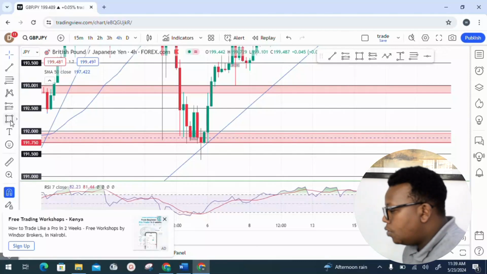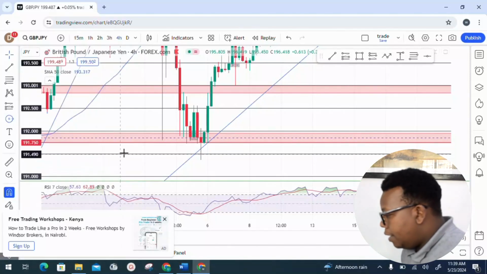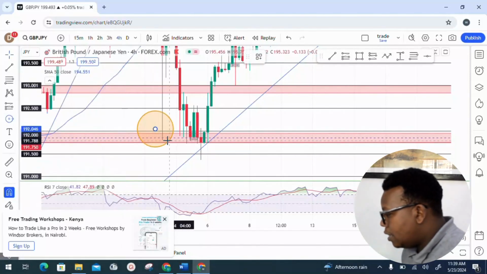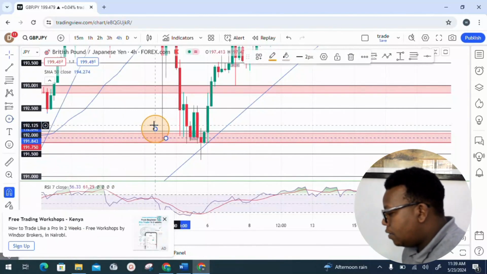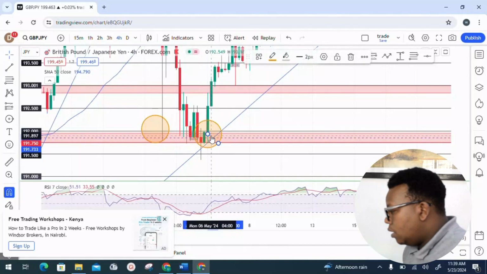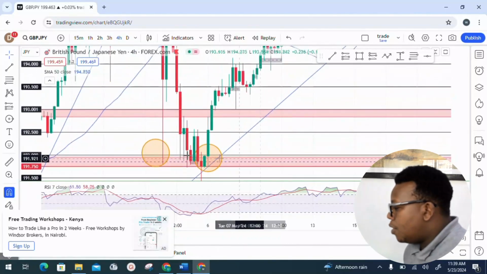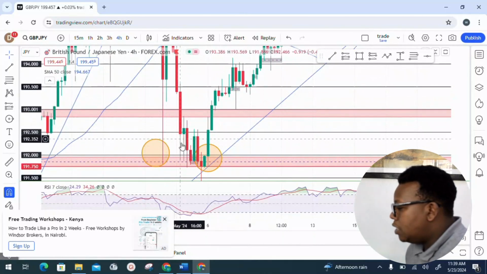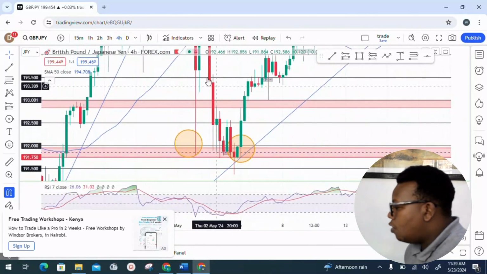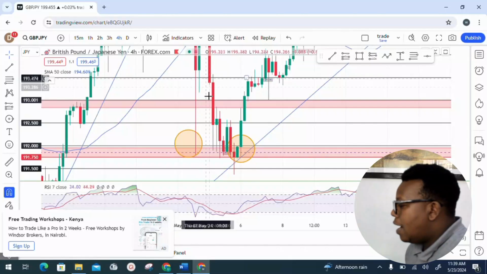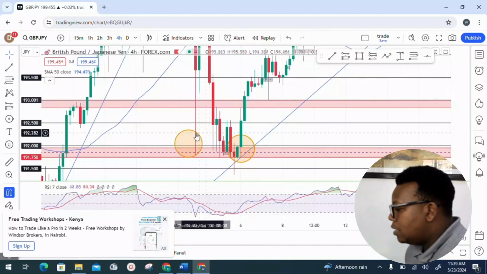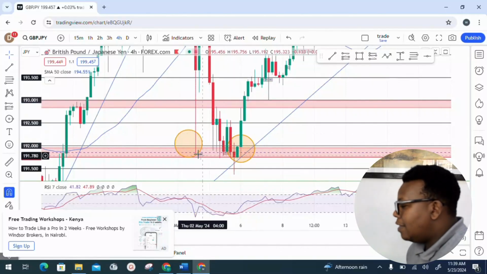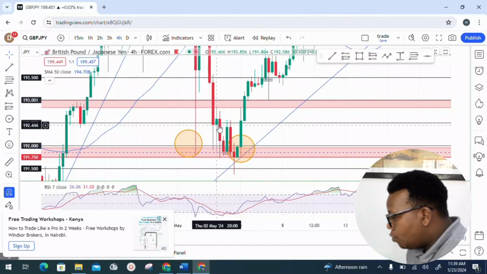If you draw some circles here, let me just draw some circles here. You can see that's a very nice circle right there. You can see that's a very nice double bottom. In that case, the market was really struggling to cover this long wick. You can see how many candlesticks the market took to cover this long wick. You can see 1 2 3 4 5 6 7 8.